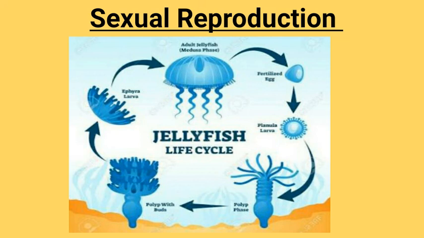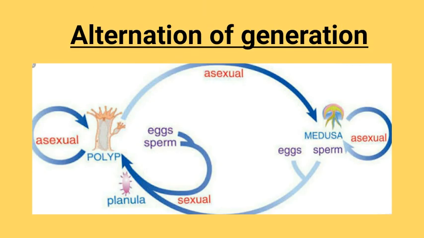Polyp phase is sessile, mouth upward, and then this polyp gives rise to the buds. The buds are released. They are called ephyra larvae, and later on they give rise to medusa, the jellyfish. So it's a very interesting life cycle. Jellyfish exhibits both forms, polyp and medusa, in their life cycle. Alternation of generation exists in the Phylum Coelenterate.